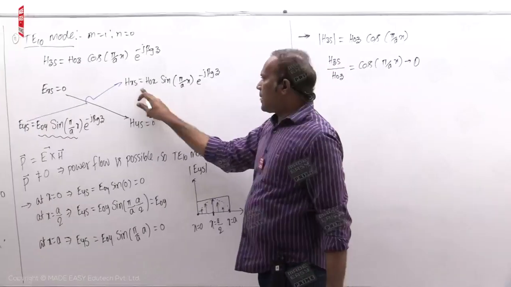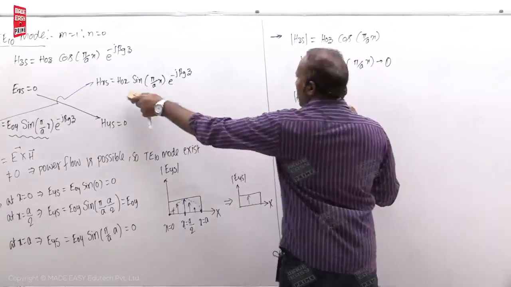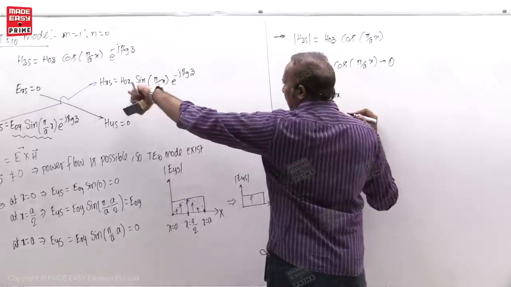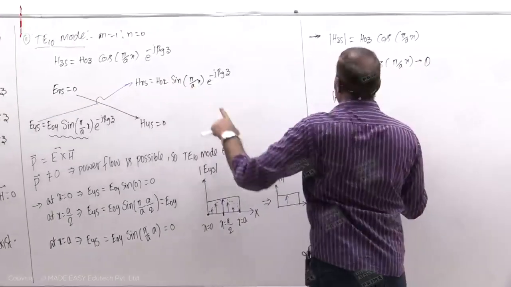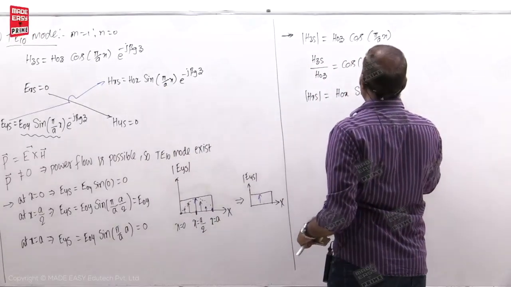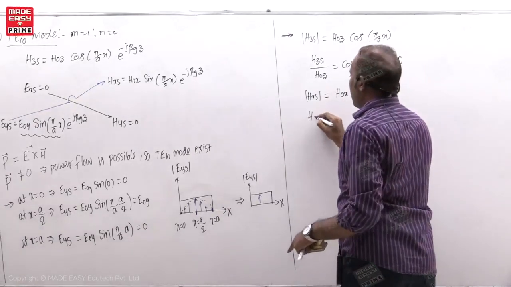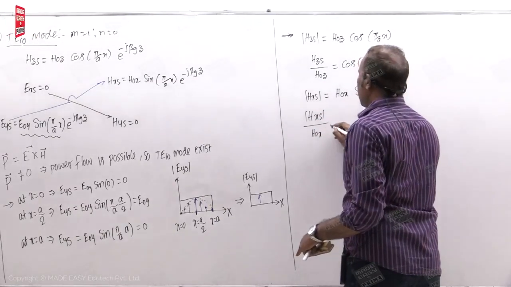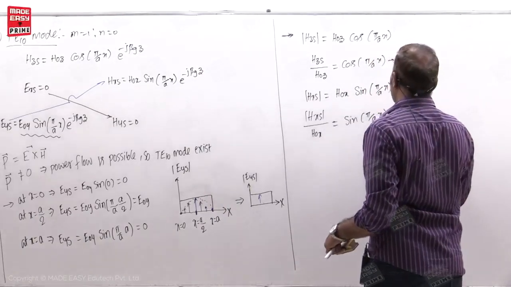Now here Hxs is also there. So modulus of Hxs is equal to H0x, students, where H naught means the initial value of the magnetic field x component. That is the meaning. Then sine pi by a x, whose modulus is 1 once again. Then from this, Hxs divided by H0x is equal to sine pi by a x. This is equation number 2.